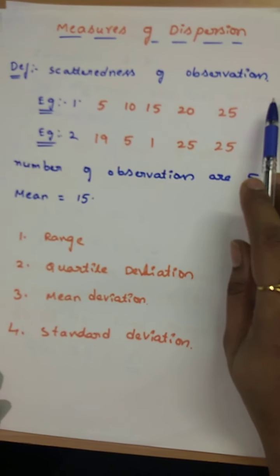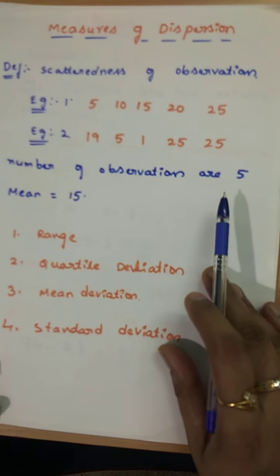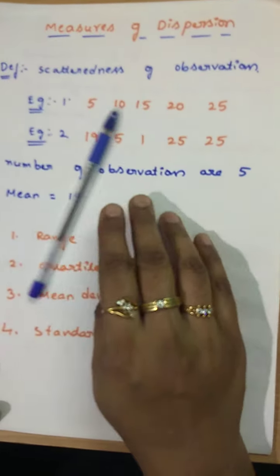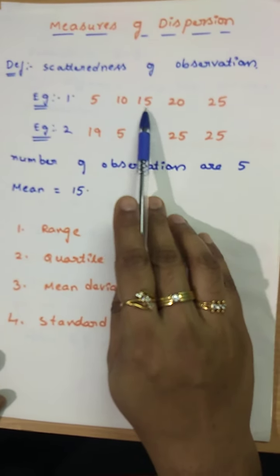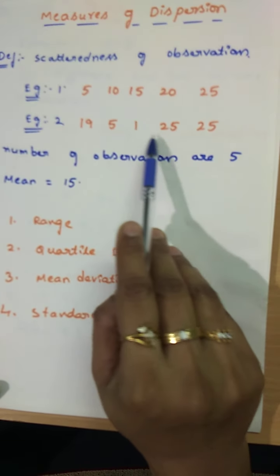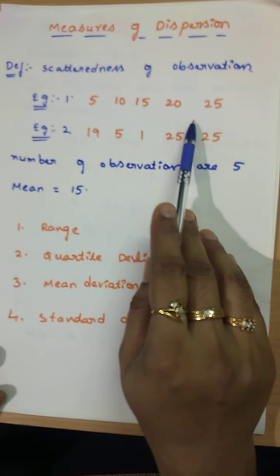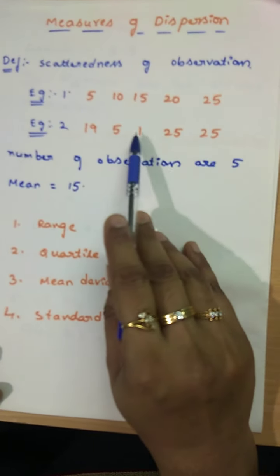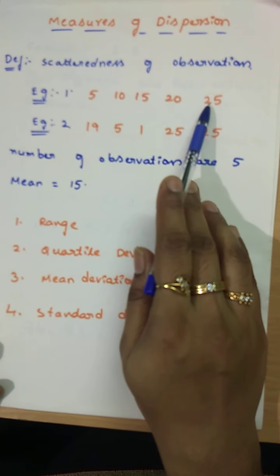I will give an example so that you can understand the concept easily. Here I have taken two data sets. In the first case: 5, 10, 15, 20, 25. In the second case: 19, 5, 1, 25 and 25. In both cases the number of observations is the same, 5, and the mean of the values is also the same.